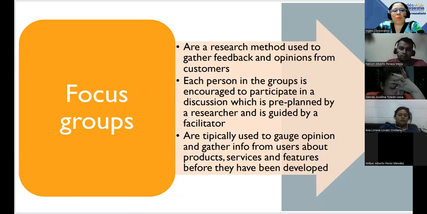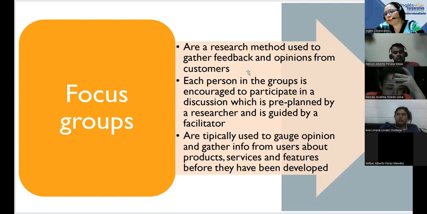Okay, let's think about what is a focus group. What is a focus group? A focus group is a research method. Okay, research method. Where do we use or when do we use a research method like a focus group? Well, actually, when I need to gather opinions. From whom? From the customers or the consumers, right?